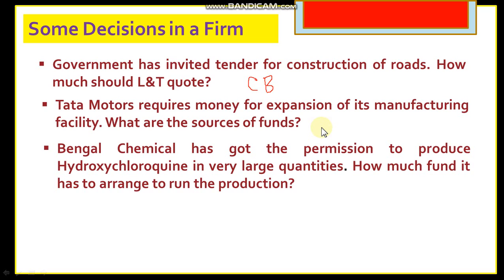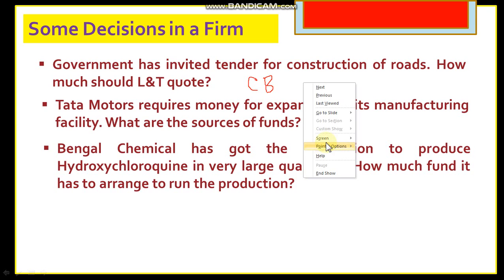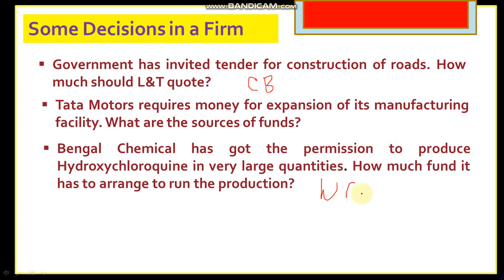So what will be the requirement of capital? How much money do I need? How much fund does it have to arrange to run the production? So that is what we call a working capital decision. Working capital decision. So this is also a very important part of financial management, the working capital decision.